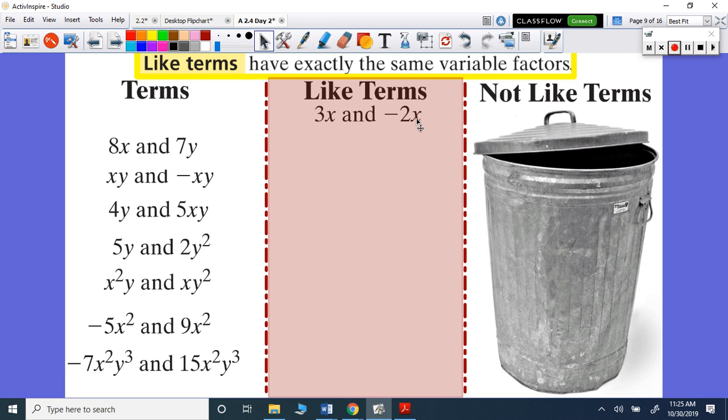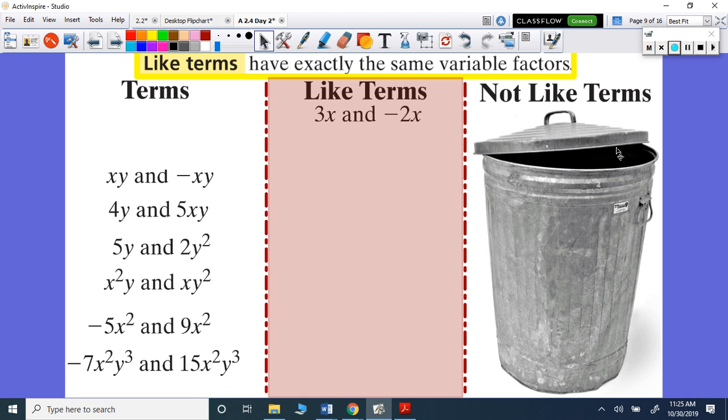Those guys are like terms. Do the 8x and 7y have the exact same letters? No. So we're going to take those into the trash. Oh, it went away. All right.